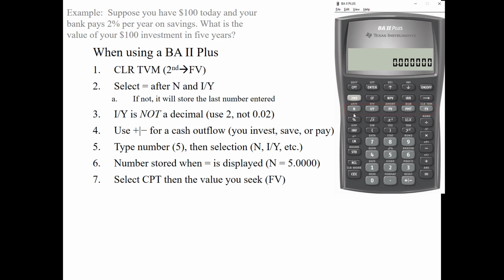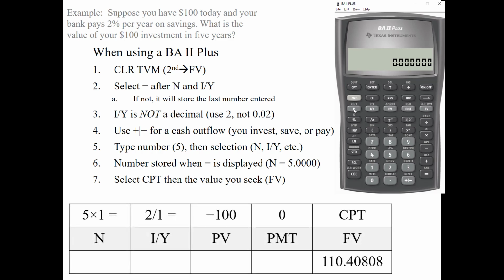Another important thing is to note that we want to select what we want to save it as after we perform that calculation. And so, for example, if we want to put in the value of N, we could take 5 times 1, because there's 1 year in a year, equals, and it's important to note that we have to hit equals after that. If not, it will store the last number that we typed.